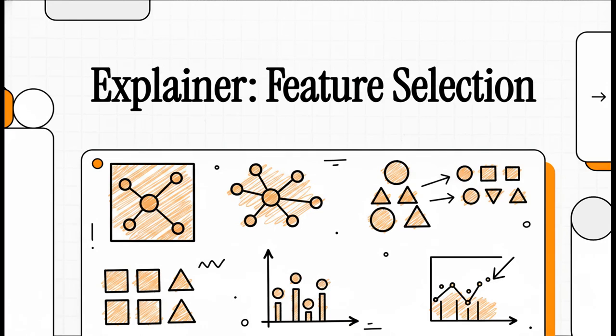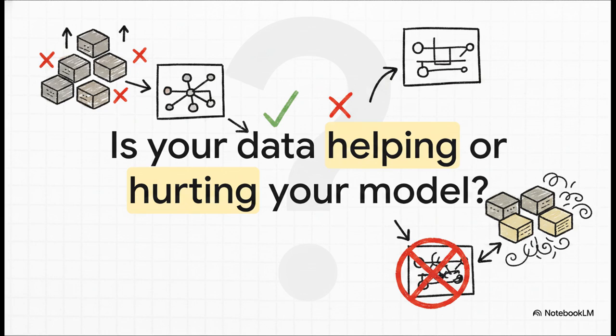Today we are tackling a really crucial, but sometimes overlooked step in any machine learning project, feature selection. So let's just dive right in with a pretty powerful question. What if some of the data that you are meticulously collecting and feeding your model is actually making it worse? I know, it's a bit of a counterintuitive idea, right? We're always told more data is better. But today, we're going to challenge that assumption.